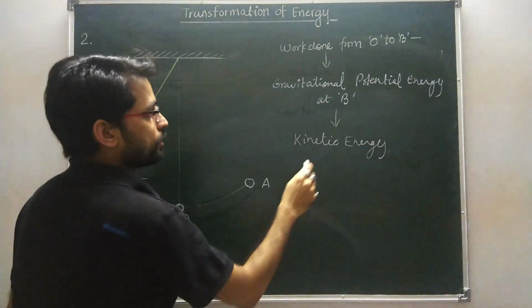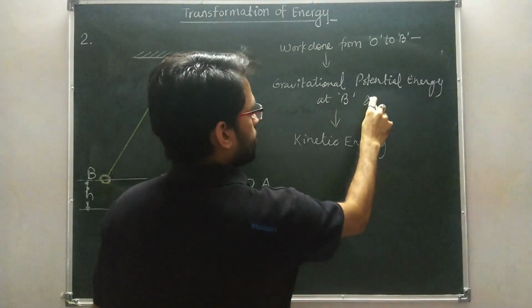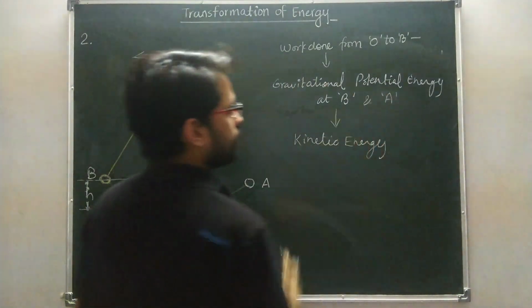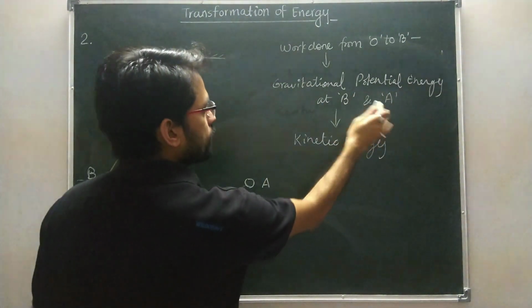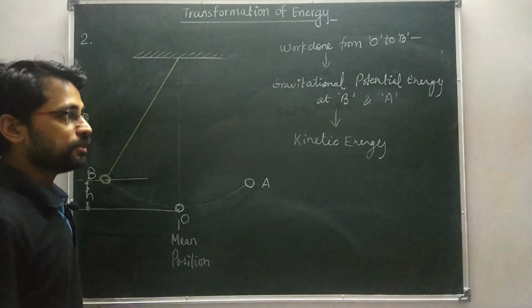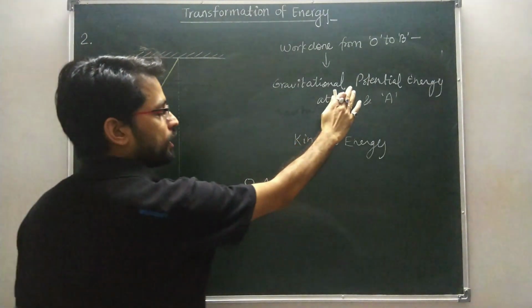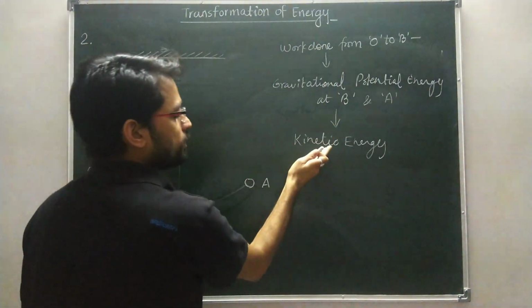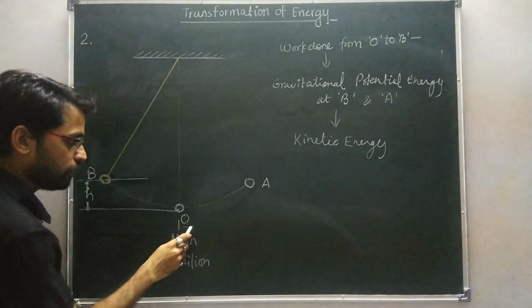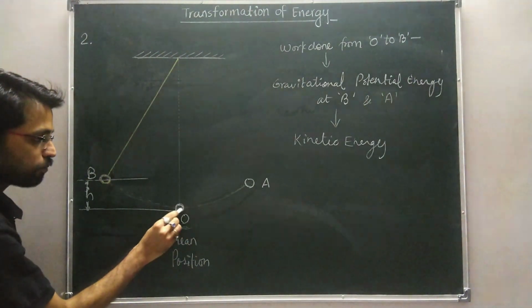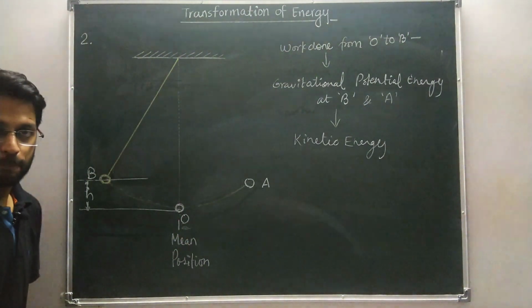So at both the extremes, A and B, there is gravitational potential energy, and this gravitational potential energy is completely converted into kinetic energy at point O, because at point O there is no potential energy.